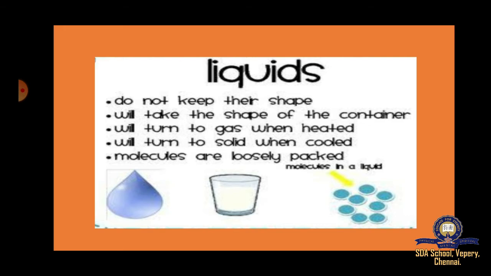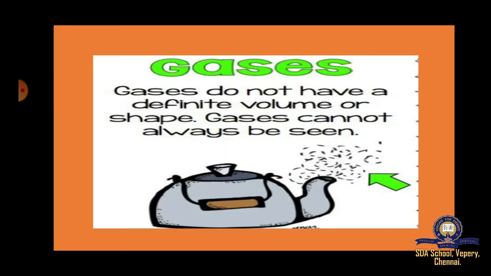They turn to solid when cooled. I will explain to you later what this is. Molecules are loosely packed, so the liquid molecules will be loosely packed. I will tell you in detail later. Now gases. Gases do not have a definite volume or shape. Gases cannot always be seen. We cannot see gases. I'll show you with examples now.